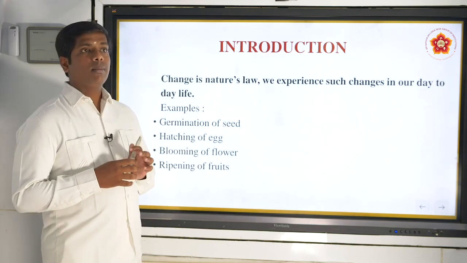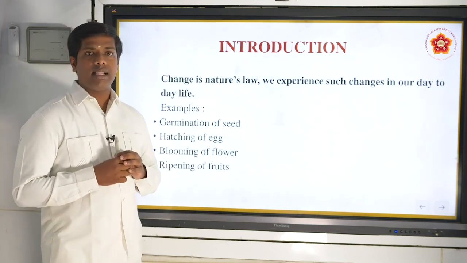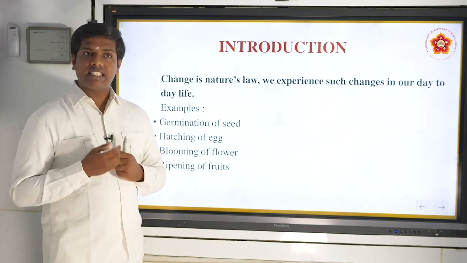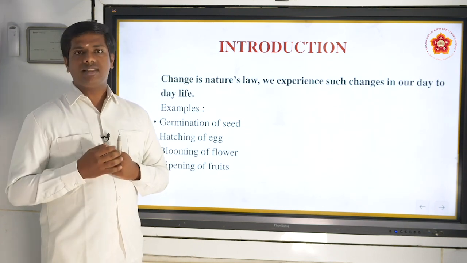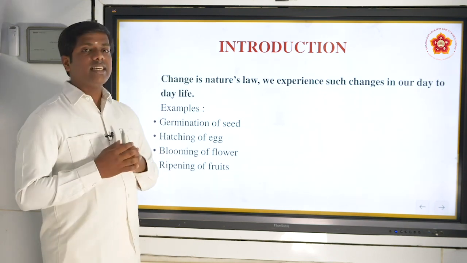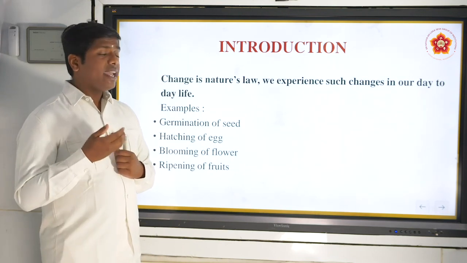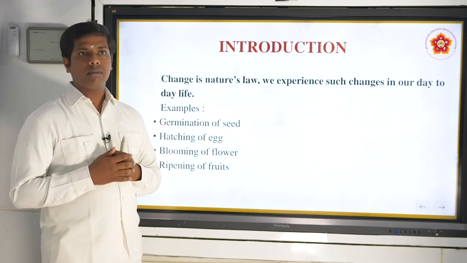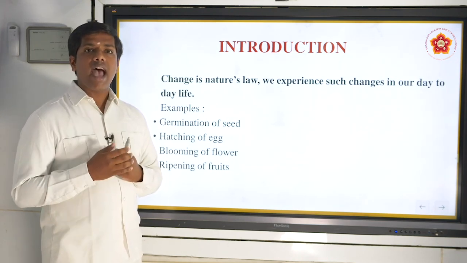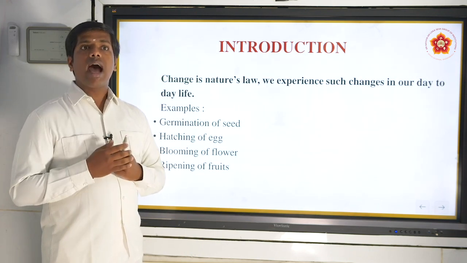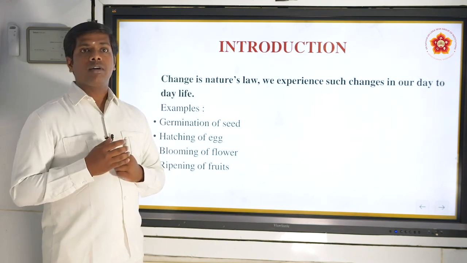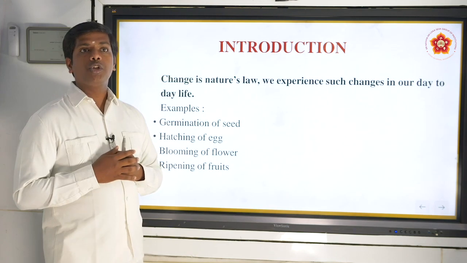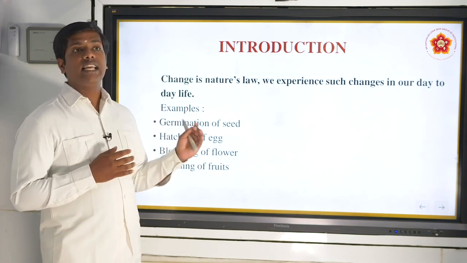Let us go back to all these examples, where we will find that some of them are physical changes and some of them are chemical changes. Change is nature's law. We experience such changes in our day-to-day life. As humans, we have thinking power and reasoning power. With these two powers, humans started to do experiments on these changes.